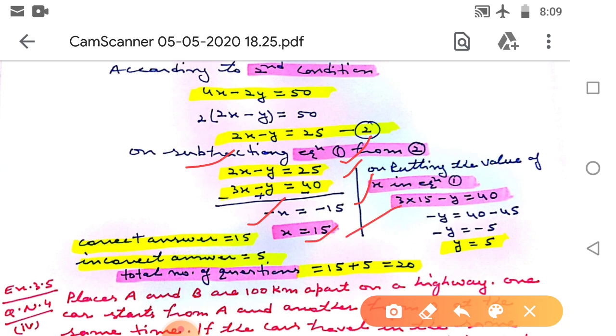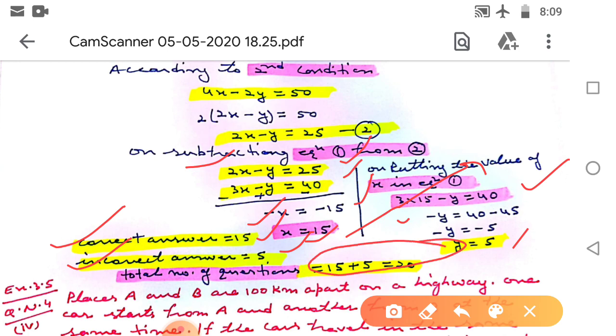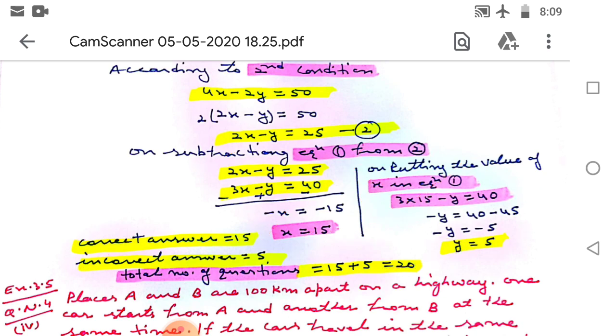Now put this value of x in one of the equations, or in equation 1. So 3 into 15 minus y is equal to 40. So the value of y comes 5. It means that correct answers 15, wrong answers 5. Total number of questions 15 plus 5 is equal to 20.